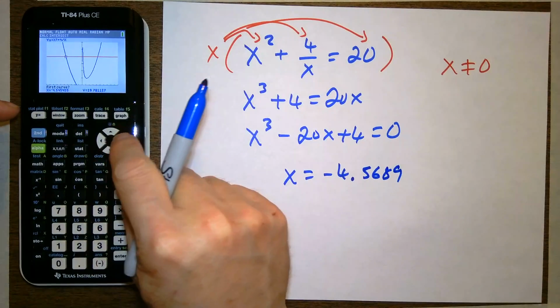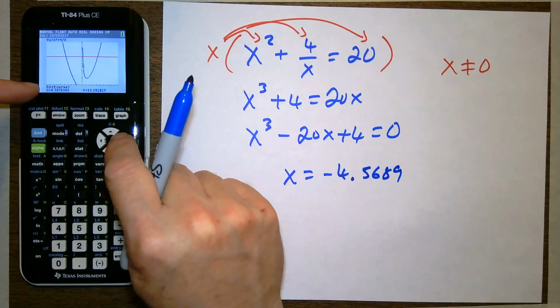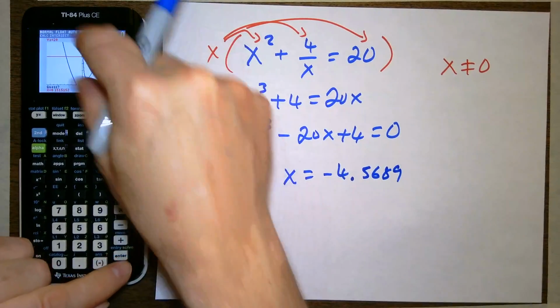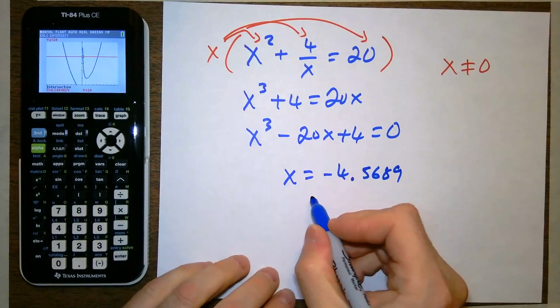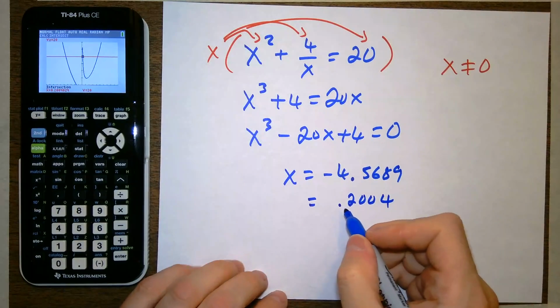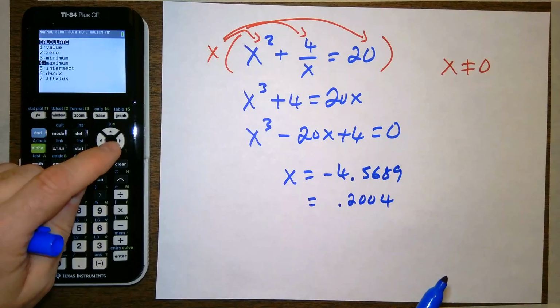Find the second one, intersect. Now I need to pick some points on the other side of this function. I'm looking at the little x readouts here. There we go. Well, not that high. Up there, that looks good. And then on that curve. So now I picked on this side of the intersection point, and it's going to look forward. Found that one. X equals 0.2004 approximately.